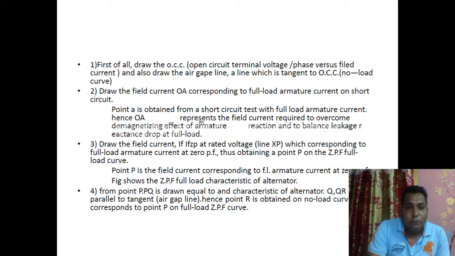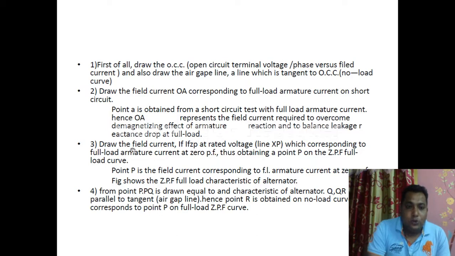Point A is obtained from a short circuit test with full load armature current. Hence, OA represents the field current required to overcome the demagnetizing effect of the armature reaction and to balance the leakage reactance drop at full load.